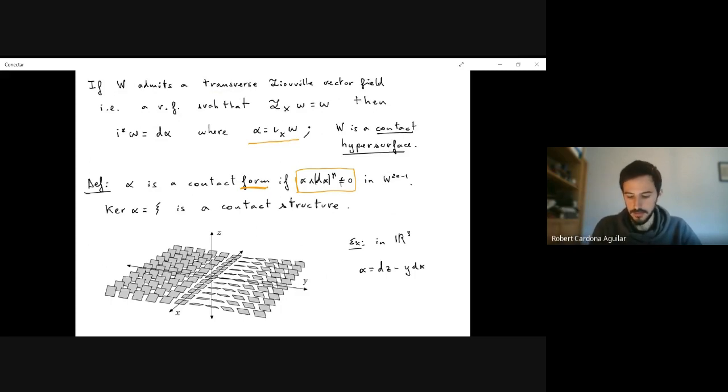From a geometric point of view, this alpha defines a hyperplane distribution given by the kernel, and it's maximally non-integrable. What it means is that it's at the very opposite side of the spectrum of the Frobenius theorem. Frobenius theorem will be this one: the kernel of alpha defines a foliation, and the contact condition is the opposite. It's like up to the maximal degree, it's non-vanishing. And this means, as you can see in this picture, that you cannot find tangent submanifolds of, let's say, dimension 2 here.